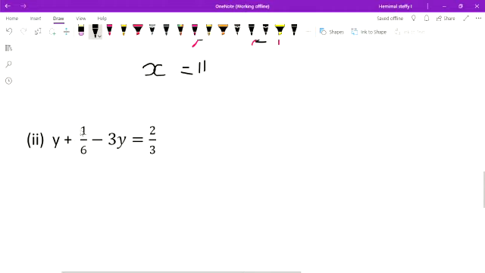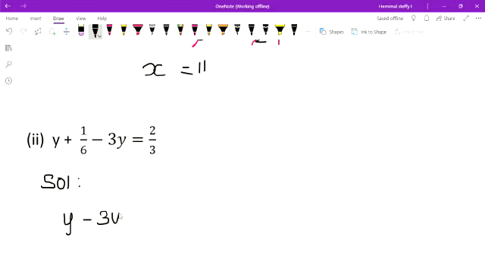Y plus 1 by 6 minus 3y is equal to 2 by 3. First I am taking the variable y minus 3y. These are the like terms. So I am rearranging the like terms in one place. First I am writing the solution. Then I rearrange the like terms on one side, that means y minus 3y.